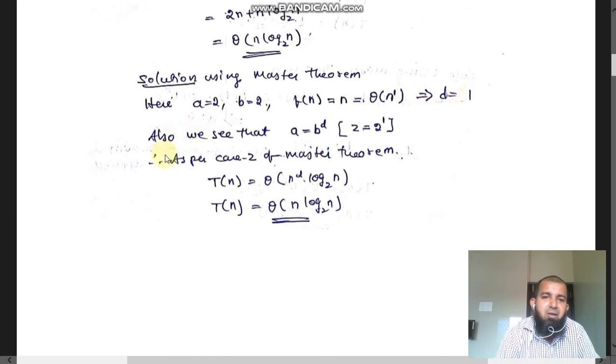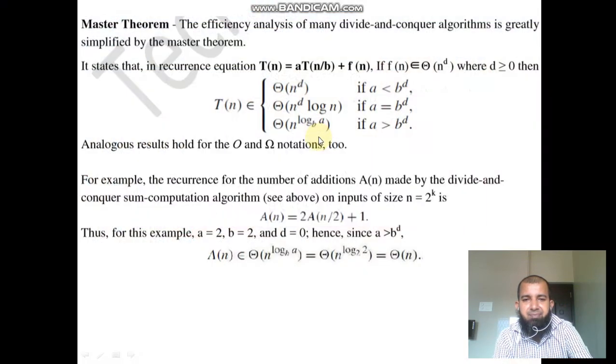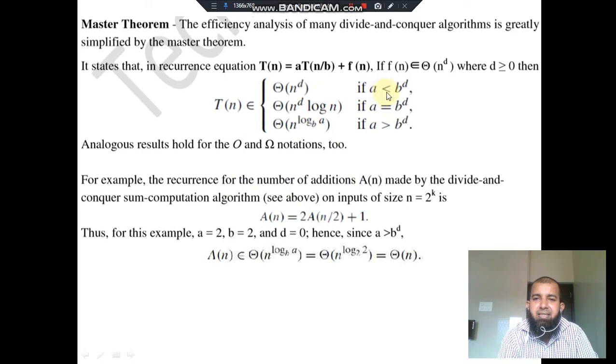Now you have to see this relation: whether a is less than b to the power of d, a equal to b to the power of d, or a greater than b to the power of d. In that example, a is equal to 2, b is equal to 2, d is equal to 1. 2 to the power of 1 is 2, so 2 is equal to 2. So it matches with case 2. Therefore T of n belongs to theta of n to the power of d log n.